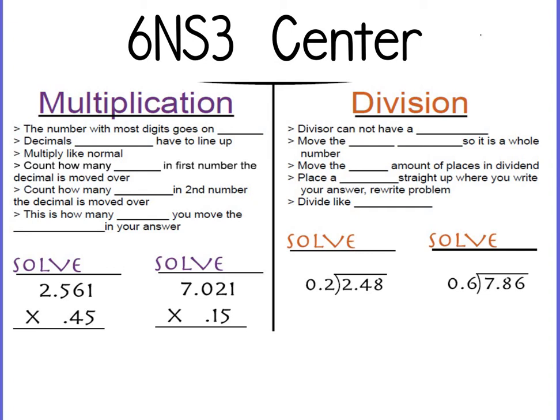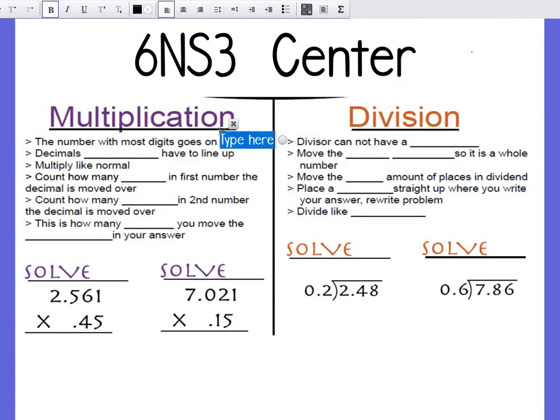So in this case, when you're multiplying, anytime that you multiply with decimals, you don't have to line up the decimals. It's just the number with the most digits goes on top. Okay, and then the decimals don't have to line up. That's a big key there. You'll end up having lots of zeros if you line up your decimals.